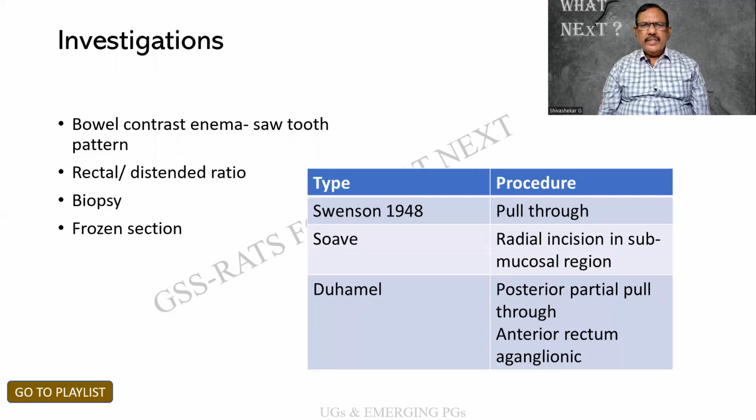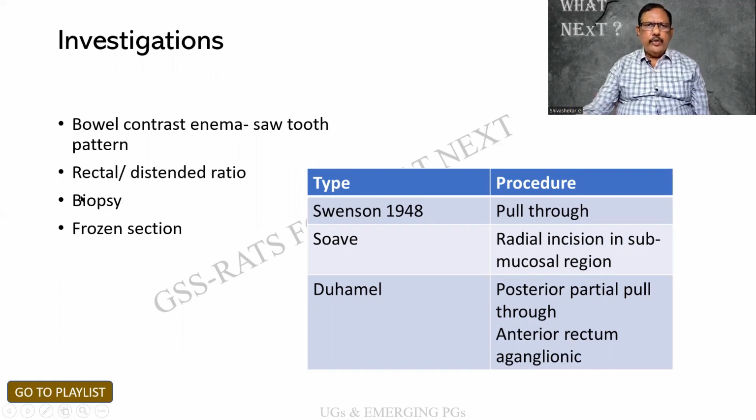So what are the investigations that can be done? One of the first and foremost investigations that is needed is the barium enema, which is showing thickening as well as a sawtooth pattern in the affected region. Also, the ratio of the rectal to the affected distended area is measured. This shows the degree of severity of the disease. Sometimes it is a short segment, sometimes it is a long segment.